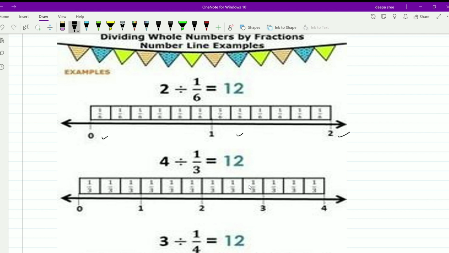So what you have to do? First you have to divide that one part into 1 by 6 equal parts. So 6 equal parts you have to divide.